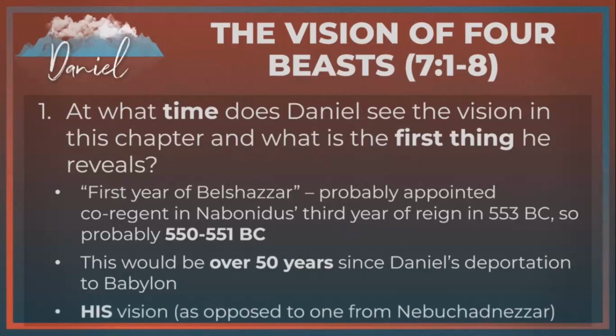And back in chapter 2, whose vision was it? Nebuchadnezzar's dream that he had. And Daniel is able to interpret it. Here, it's Daniel's vision, and we're going to find out later on, he can't interpret it unless he asks for some help from the heavenly host that's enlisted there in the latter part of the chapter. Okay, so that's kind of interesting.